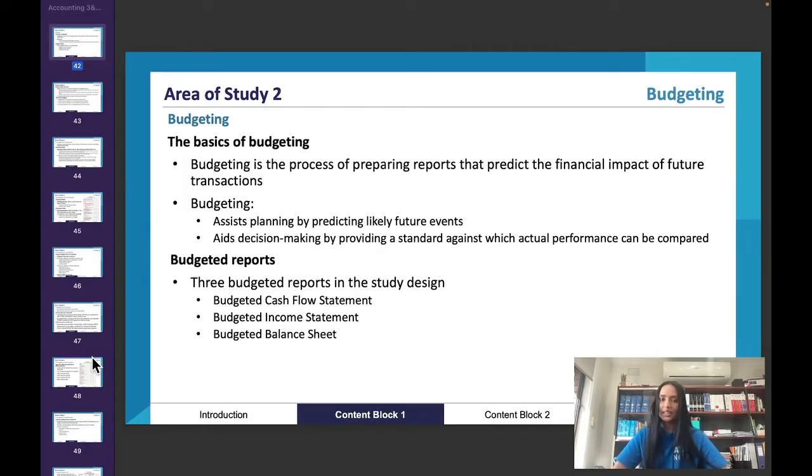So, budgeting is the process of preparing future reports in order to predict the financial impact of future transactions. And this process assists planning by predicting likely future events, and it aids decision making by providing a benchmark against which actual performance can be compared. And according to the study design, we need to be familiar with three budgeted reports, which is the budgeted cash flow statement, the budgeted income statement, and the budgeted balance sheet.